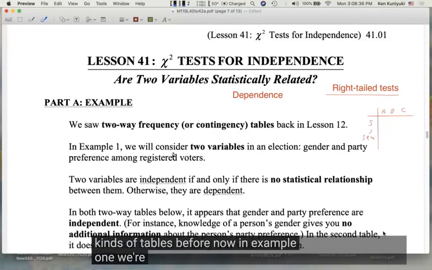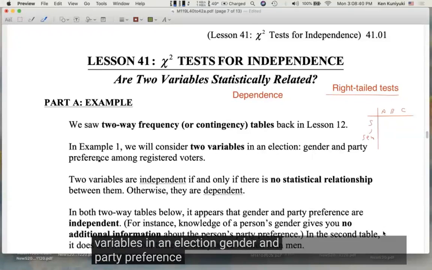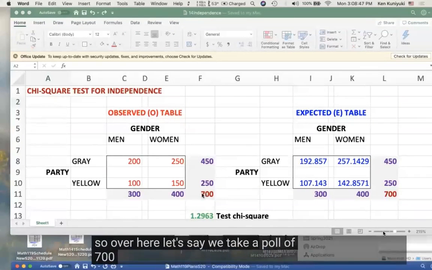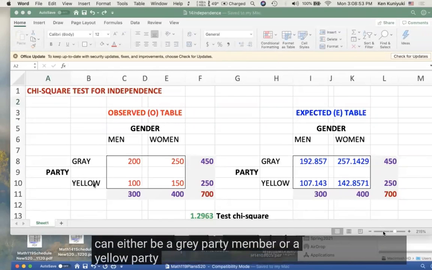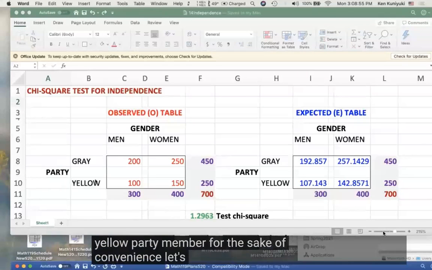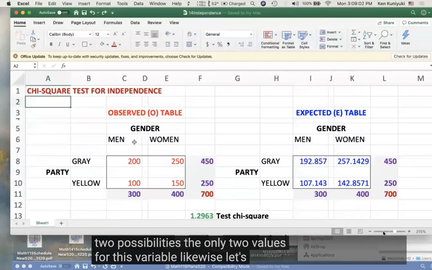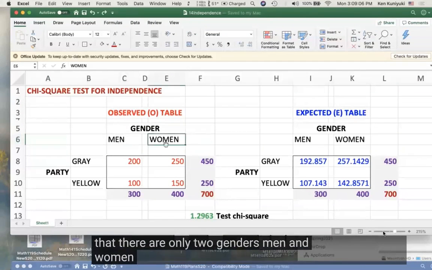Now, in example one, we're going to consider two variables in an election, gender and party preference among registered voters. So over here, let's say we take a poll of 700 voters. And let's say that each voter can either be a gray party member or a yellow party member. For the sake of convenience, let's say these are the only two possibilities, the only two values for this variable. Likewise, let's assume that there are only two genders, men and women among adults.